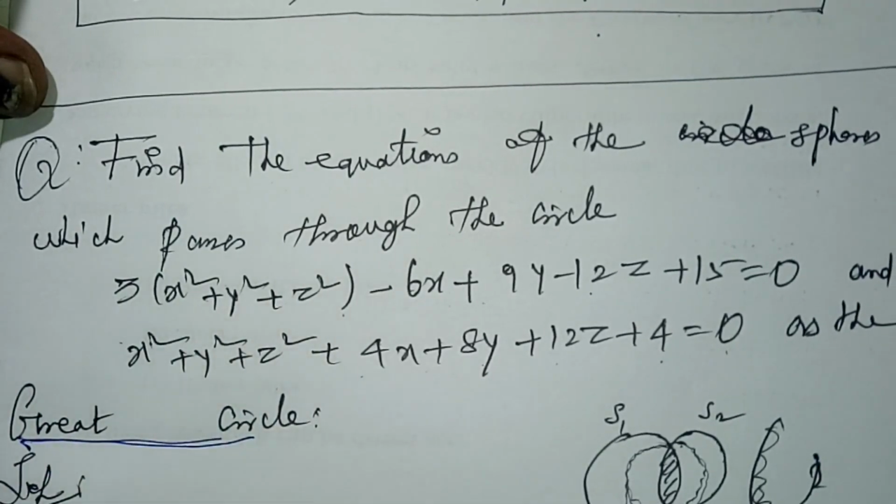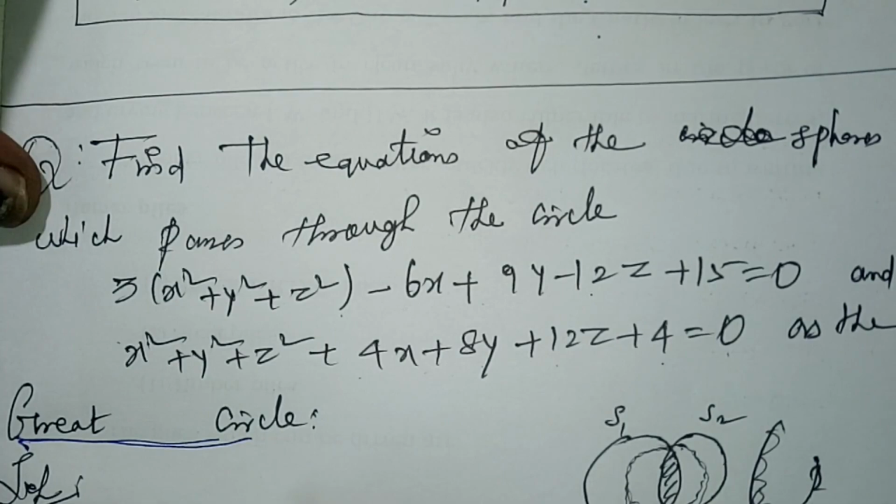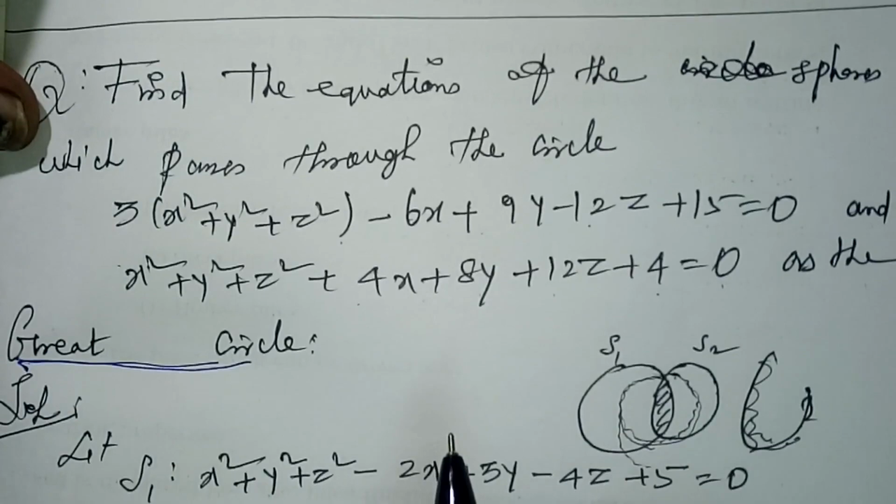This word is very important: great circle. We know what a great circle is. The plane must pass through the center of the sphere, right? Okay, now we see the solution for this problem.